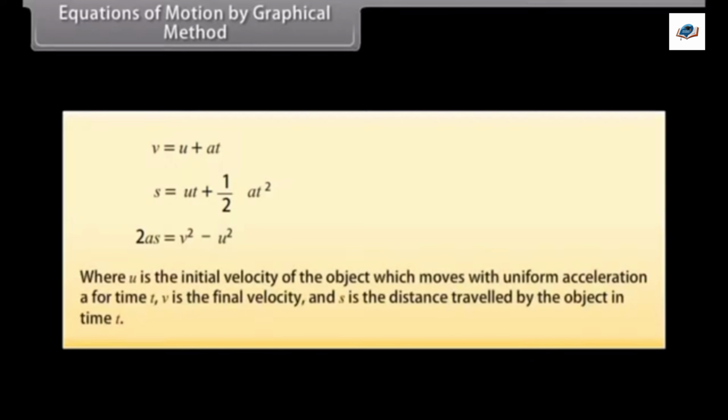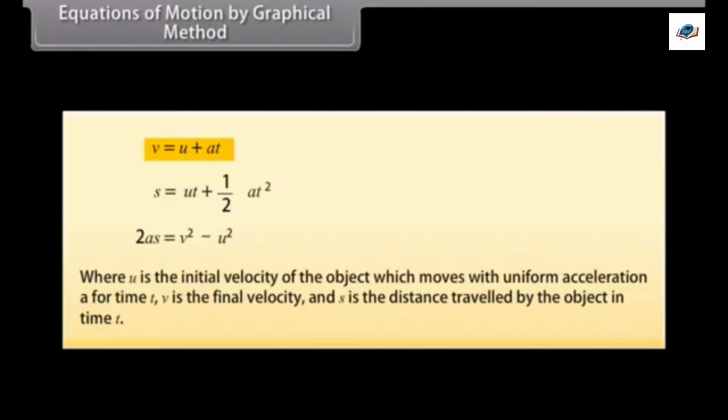Equations of motion by graphical method. The three equations of motion are v is equal to u plus at, s is equal to ut plus 1 upon 2 at square, 2as is equal to v square minus u square, where u is the initial velocity of the object which moves with uniform acceleration a for time t, v is the final velocity, and s is the distance travelled by the object in time t.